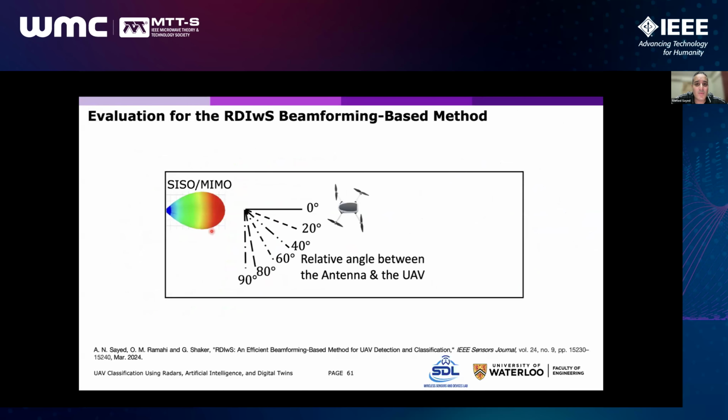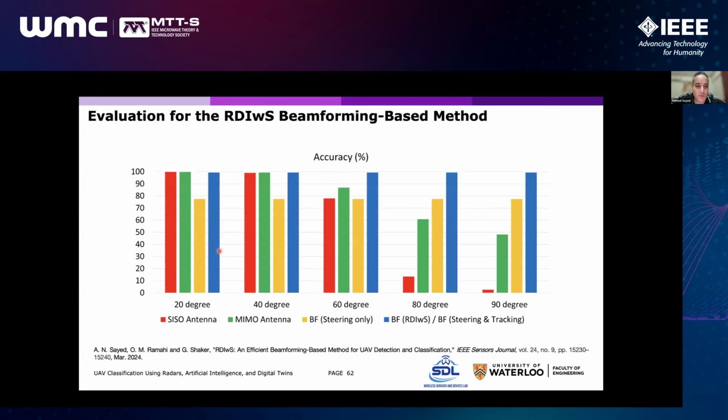To evaluate our method, we performed the same scenario done in the SISO and MIMO cases, in which the drones are moving in front of the radar at different angles. We trained again on the drones at an angle of 0 and tested on the different angles. And it can be shown here that our proposed method, the range Doppler integration while steering, and the beamforming steering and tracking have the highest accuracy across all angles. And this is because we have only one drone per simulation in this case.